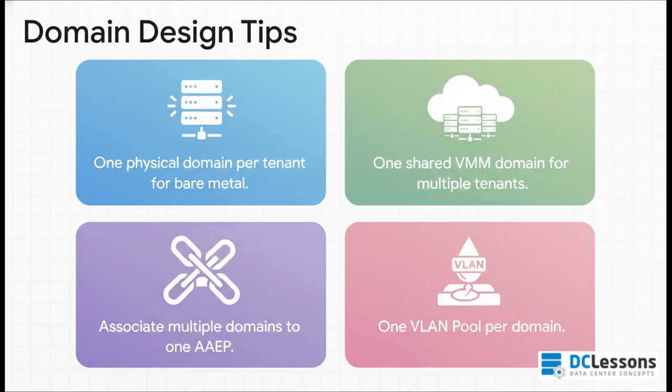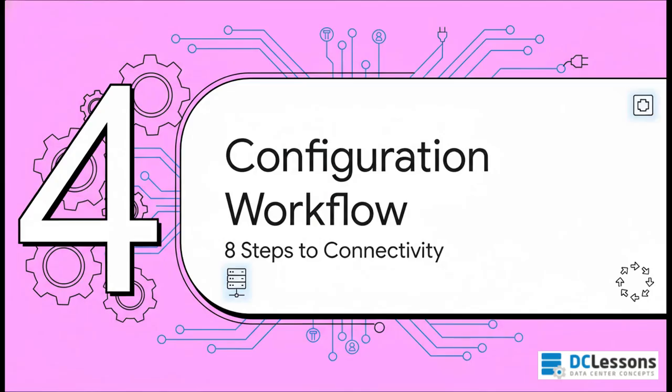For bare metal, it's a really good practice to create one physical domain per tenant. For your VMs, a single VMM domain can often be shared across multiple tenants, which is pretty handy. And to keep things simple, you can totally associate multiple domains to a single AAEP. The one thing to remember, though, is that a domain can only be tied to one VLAN pool at a time.